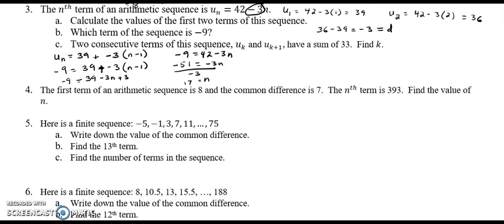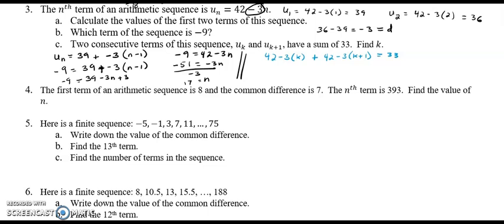How about these 2 consecutive terms? Okay, I'm going to see if I can switch colors here, just to do this. Well, this is the k term and the k plus 1 term. Well, literally all I'd have to do is plug those things in for n. So u sub k would be 42 minus 3 times k. And then the next one would be 42 minus 3 times k plus 1. And I know if I add those together, it equals 33.